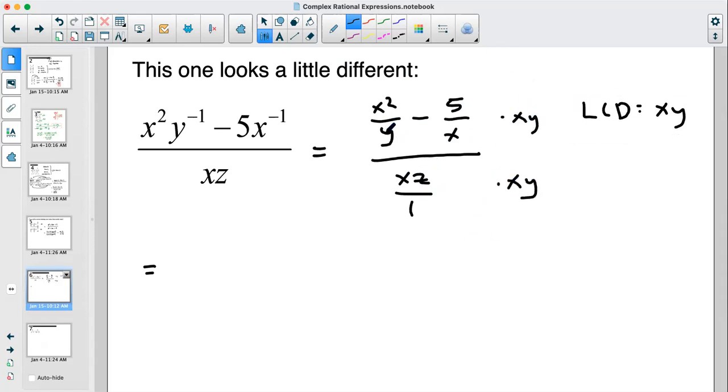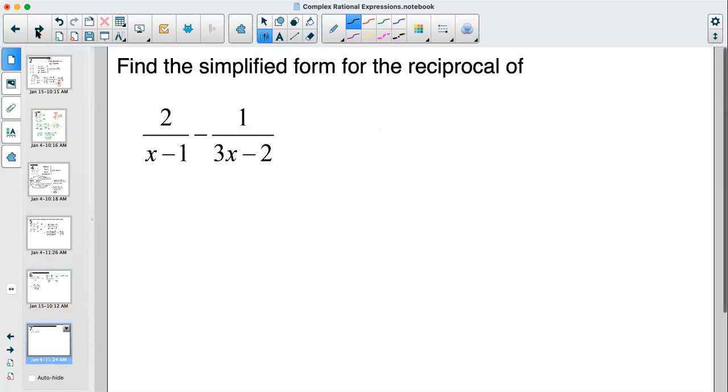And when I do xy times the first guy here, the y's cross off, and I'm left with x squared times x, which is x cubed. xy times this one, I cross off the x's and I get negative 5y. On the bottom, there's nothing to cancel, so I get x times x is x squared, and yz. That looks like garbage. I'm going to write that z again. So sometimes these things don't look like complex fractions, but they really are. So you've got to keep an eye on that. That one was really fast.